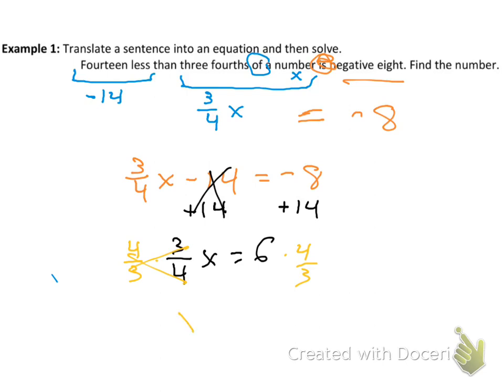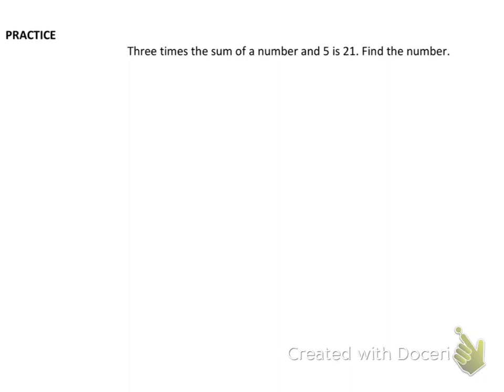Cross cancel on the left-hand side leaves me just with x. On the right-hand side, I can simplify that a little bit. 3 goes to 1, 6 goes to 2. 2 times 4 is 8. Okay, so that's how you translate a sentence into an equation. It's very important to understand what's going on there. So I've got a practice problem for you. Go ahead and try this out and then check your work.